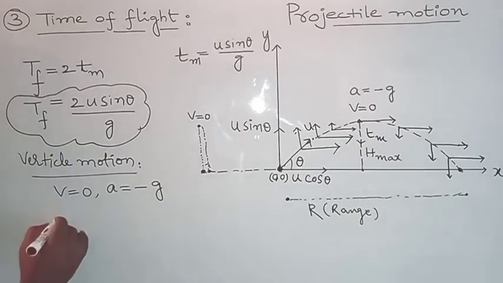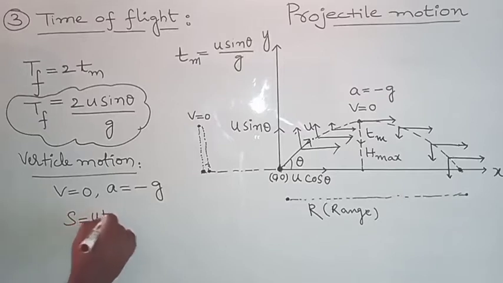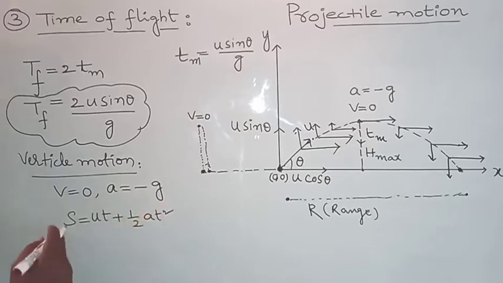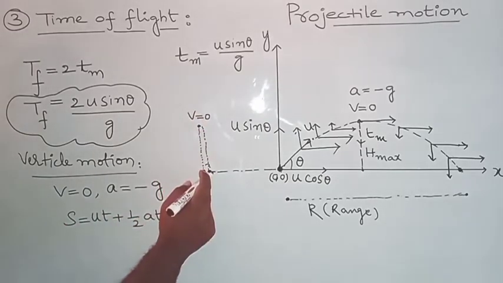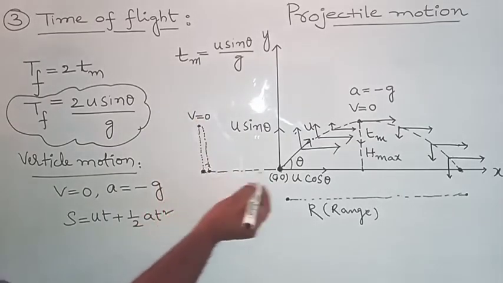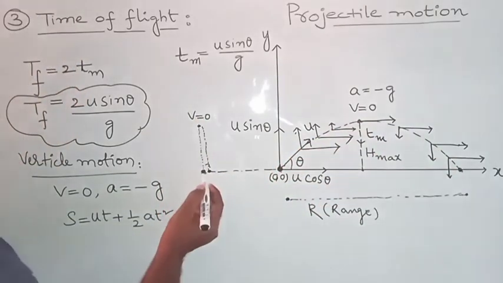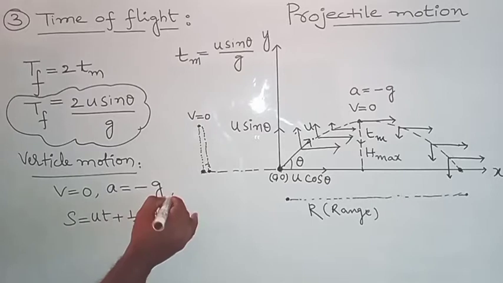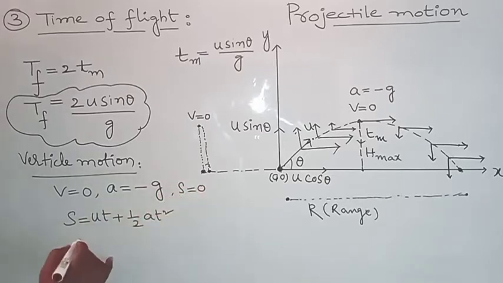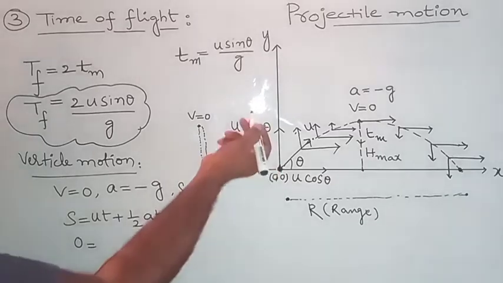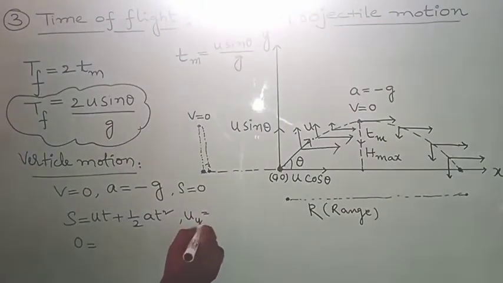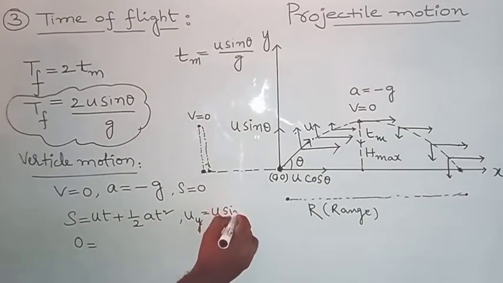But we know the kinematic equations. What is the kinematic equation? S equals ut plus half a t square. From this, S is vertical displacement. How much vertical displacement, projected from here and finally reaching here? Vertical displacement is 0, so S is 0. Here vertical velocity u y equals u sin theta.